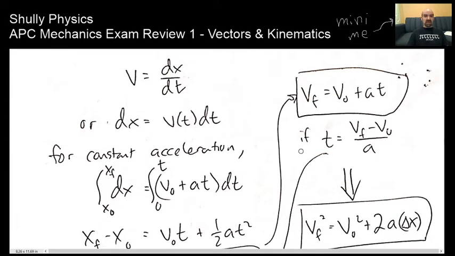All right. So moving on, we have Vf equals V0 plus at. It's one of our key constant acceleration motion equations there.